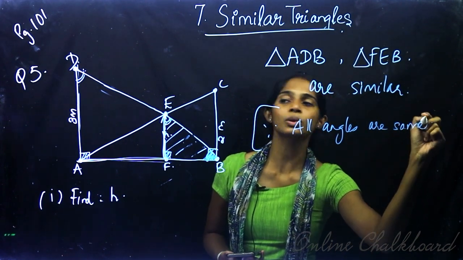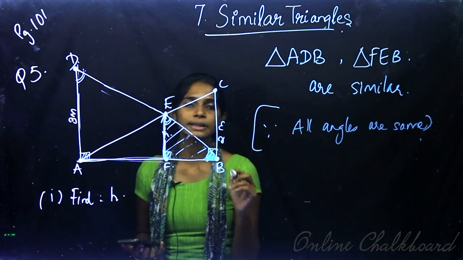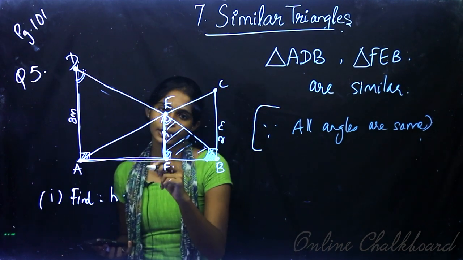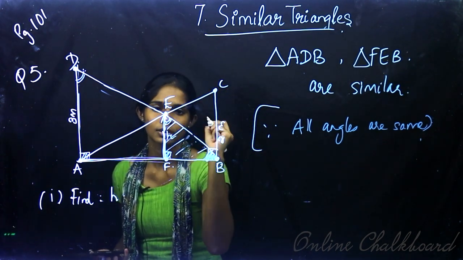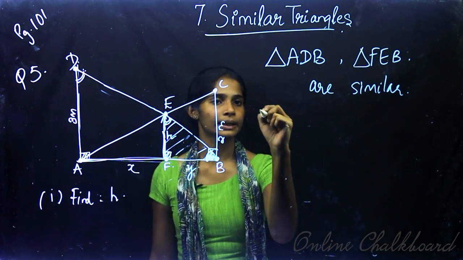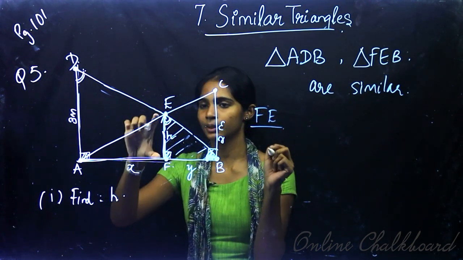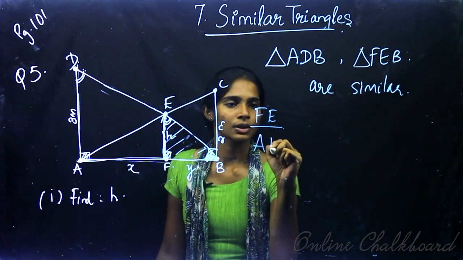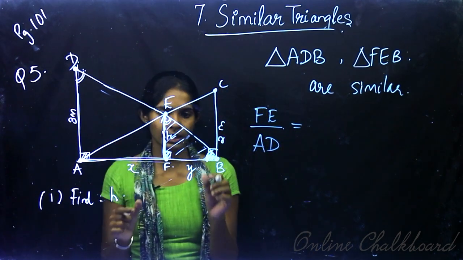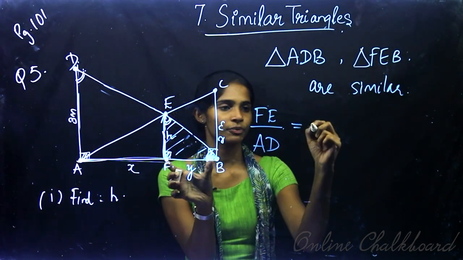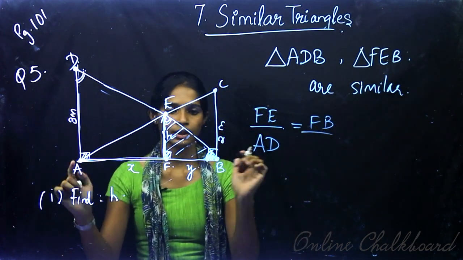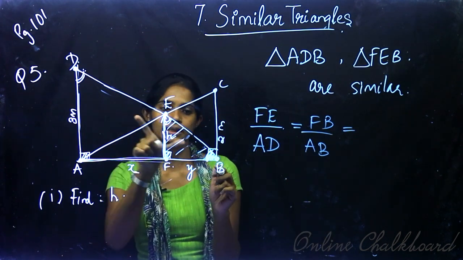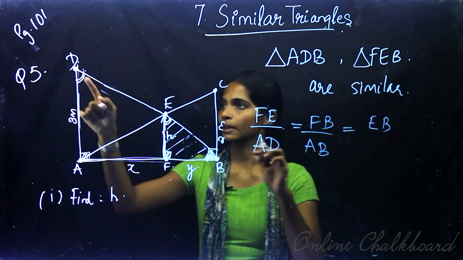Okay, so we have two similar triangles. If triangles are similar, then the corresponding sides will be in the same ratio. So what can we write? This is our H. So we can write, the first triangle's FE divided by the corresponding side of the second triangle, AD. So FE divided by AD is equal to FB divided by AB, which is equal to the third side, that is EB divided by DB.